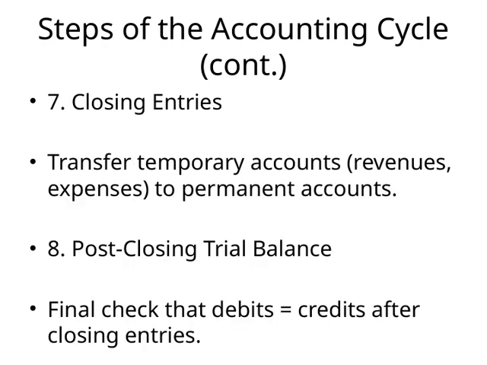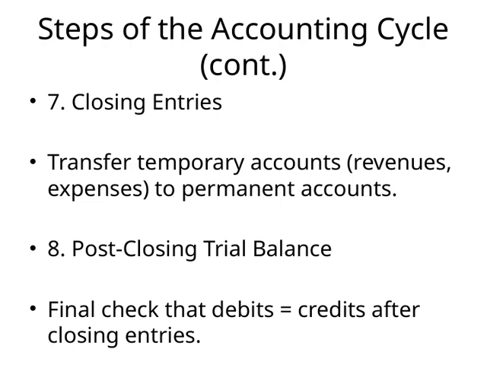Now, let's move on to the next step in the accounting cycle: closing entries. This part is crucial because it helps us reset the temporary accounts, like revenues and expenses, so we can accurately track the next period's financial activity. Essentially, what we do here is transfer all the balances from these temporary accounts into a permanent account, typically the retained earnings or owner's equity. This process ensures that revenues and expenses don't carry over into the new period, keeping our financial statements clear and accurate.